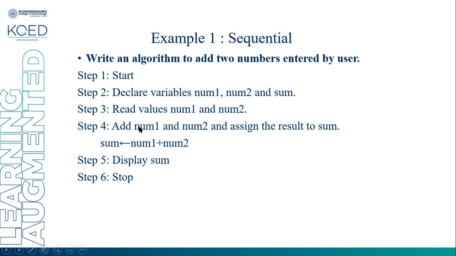Step 4, add num1 and num2, and assign the result to the sum. So sum equals num1 plus num2. Step 5, display sum. So sum will get displayed. Finally, step 6, stop. The algorithm gets stopped. So two values obtained from the user are stored in num1 and num2. They are added, and the result is stored in the variable sum. Sum will get displayed, and the algorithm stops here.